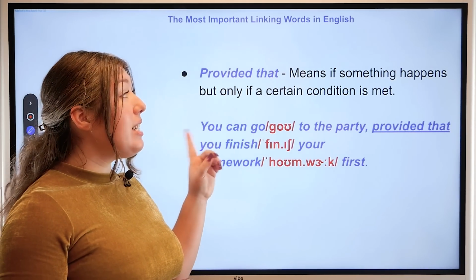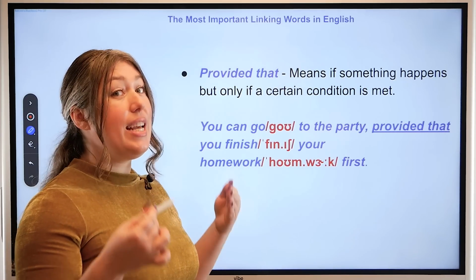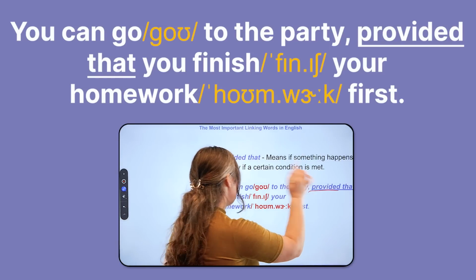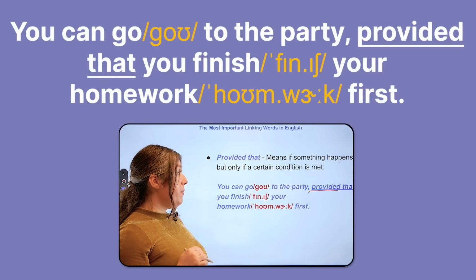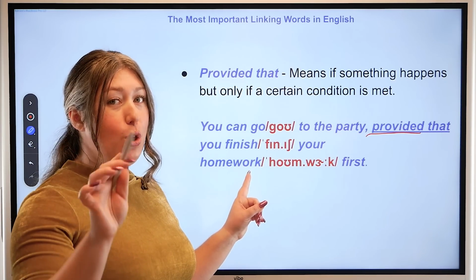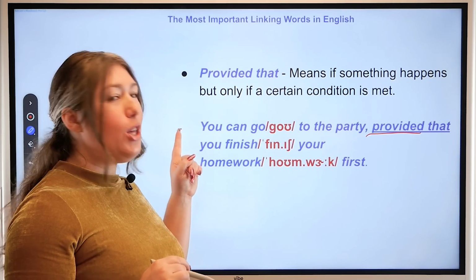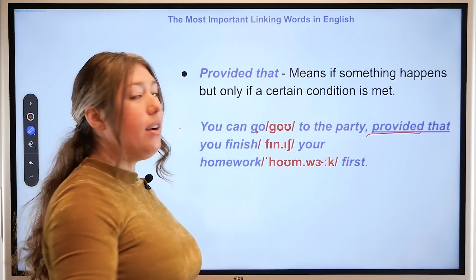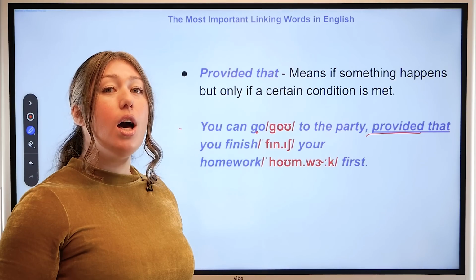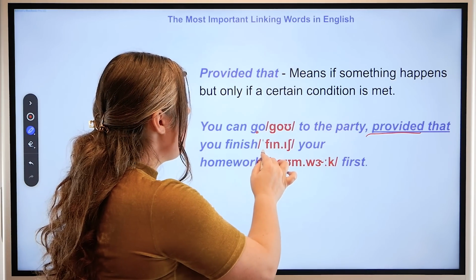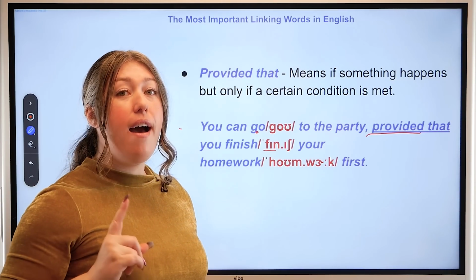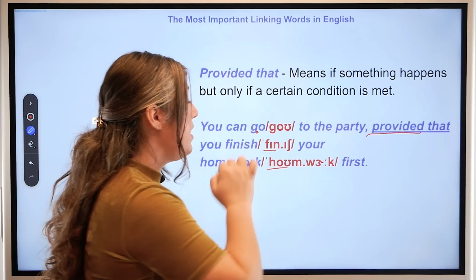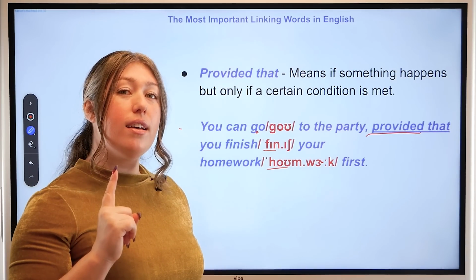The next linking term of condition is provided that. And this shows that something happens only if a condition is met. For example, you can go to the party provided that you finish your homework first. So the condition that has to be met is you finish your homework first. Then you can go to the party. And we can look at pronunciation here. Practice with me. Go. Go. And here we have a stress on the first syllable, finish, finish. And again, a stress on the first syllable, homework, homework.